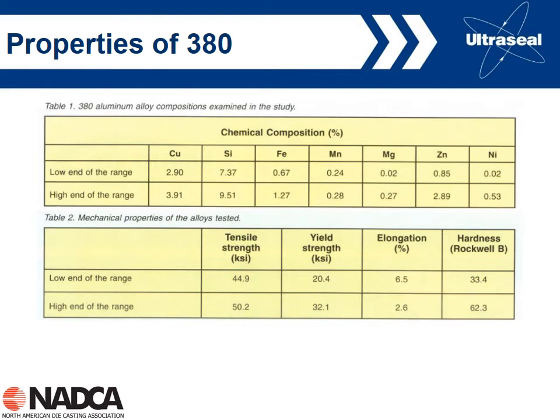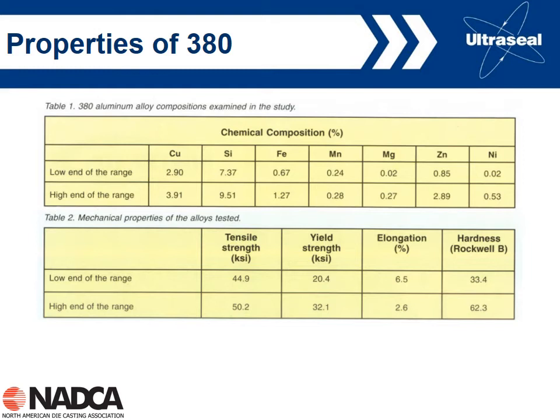So basically copper can go from 2.9 to 3.9, silicon 7.3 to 9.5. And so what people did is they cast these alloys, this is towards the low end of the range, and this at the high end of the range, and they got a tremendous difference in properties.